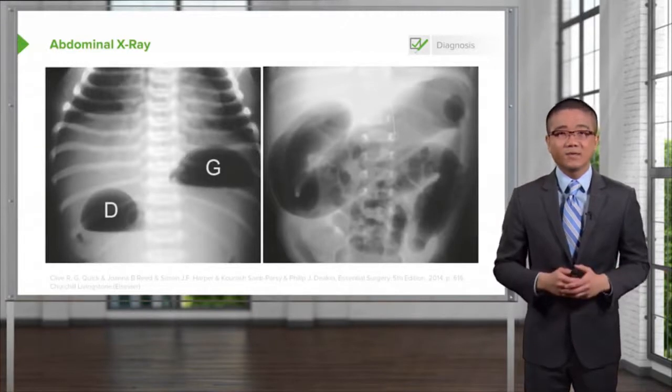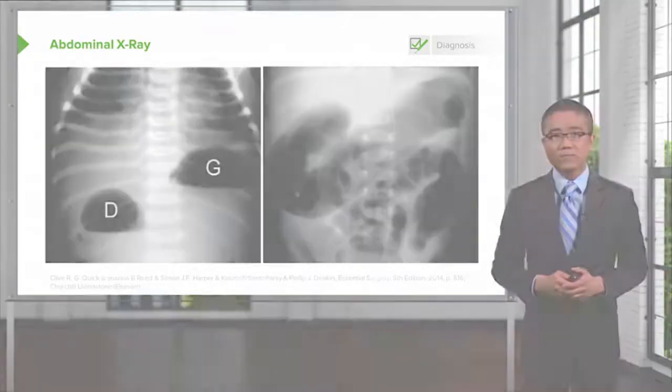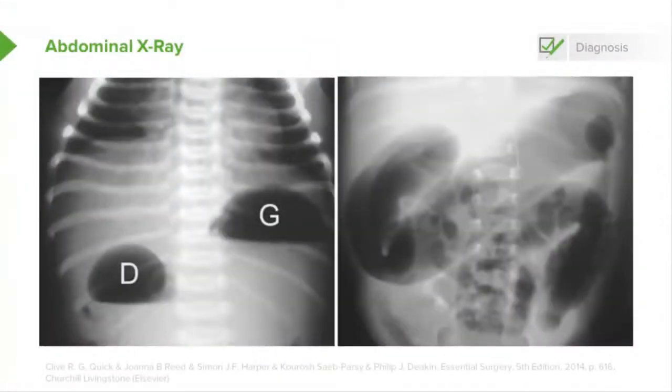Here are some representative abdominal X-rays demonstrating potential findings of malrotation. Unfortunately, like other small bowel obstructions, malrotation may demonstrate itself on abdominal X-rays simply as distended loops, as you see on the right side of the screen.